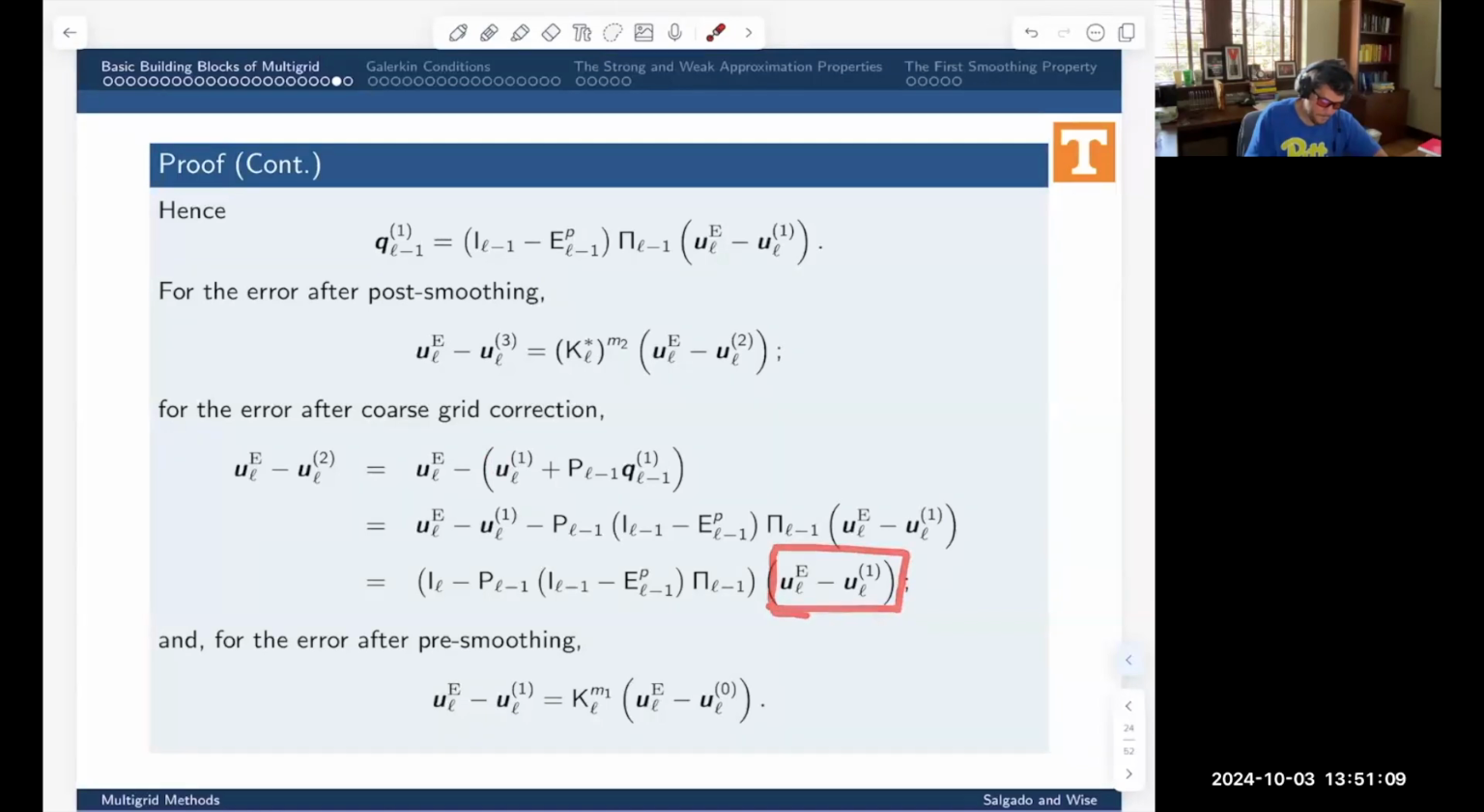And there we go. Now we have a description of the error that we get after the coarse grid correction step. It's this new matrix here, and this is that new ugly piece that is brand new. Remember, I said if this wasn't here, this would just be exactly like we had in the two-grid algorithm. The error after pre-smoothing, of course, is just the pre-smoothing error transfer matrix, K_L, raised to the M1 power because we're doing M1 smoothing steps, times the error between the true solution and the initial vector that we throw into the multigrid algorithm.